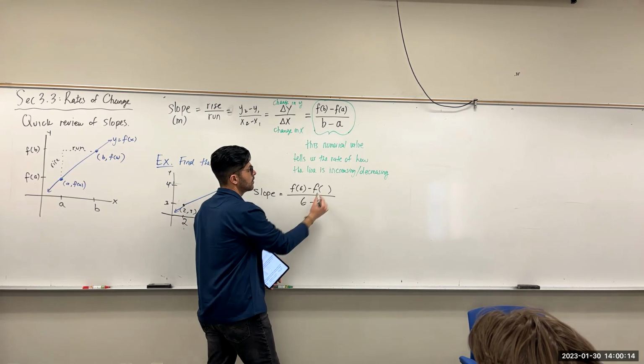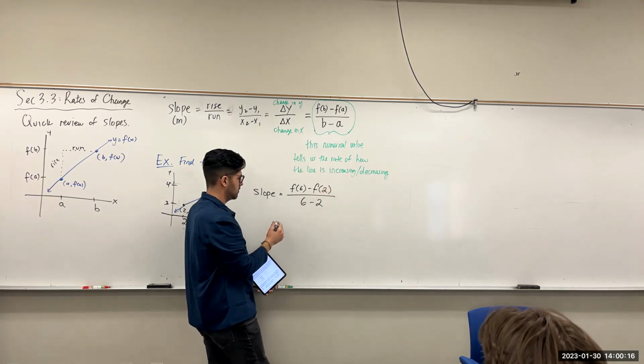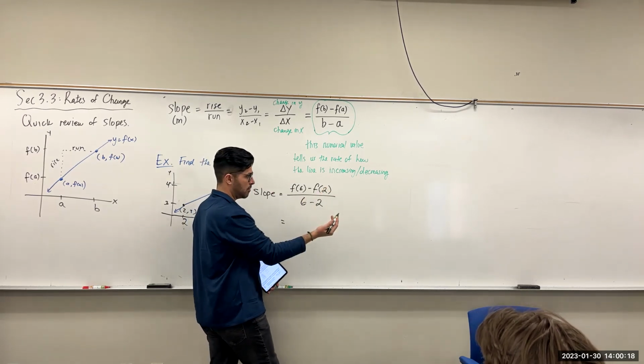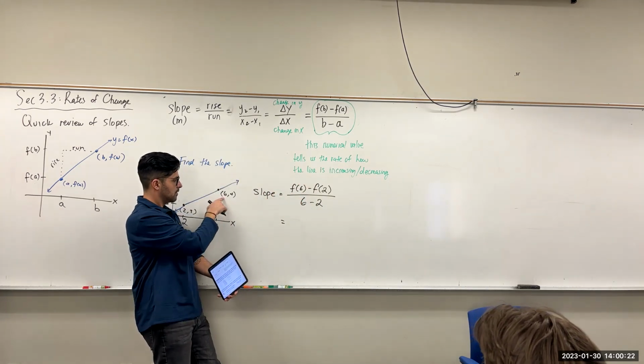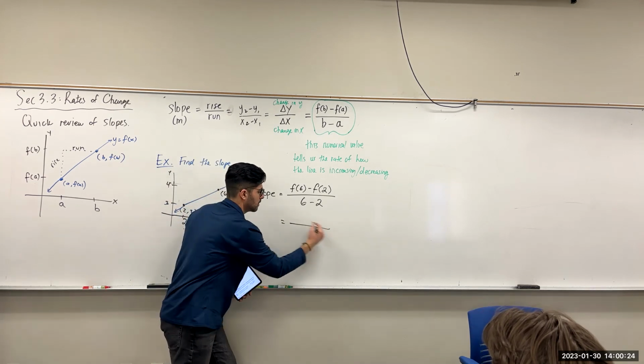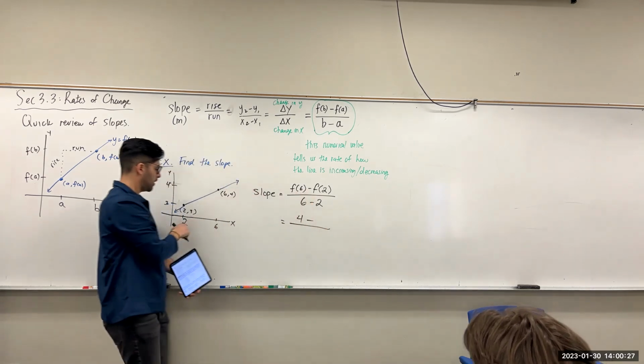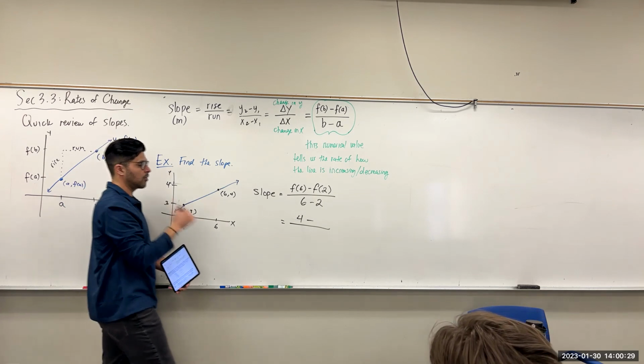F of 2, which ends up being, what's f of 6? What's the output value of 6? 4, the y value 4. What's the output value of 2? 3. It ends up being the y value 3.